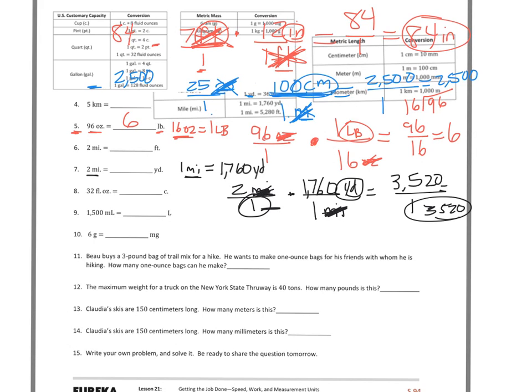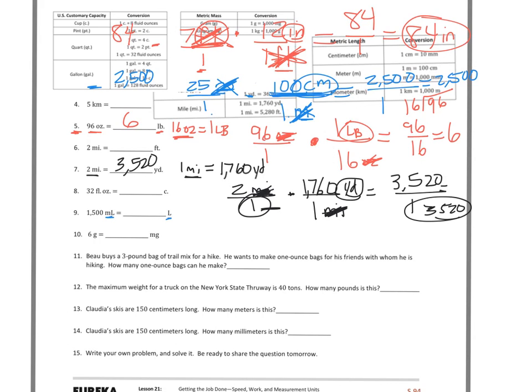It's just making my 2 miles a fraction. So that's where I'll put down my 3,520. I'm going to do one more because I want to do another one with smaller units like milliliters going to larger units.